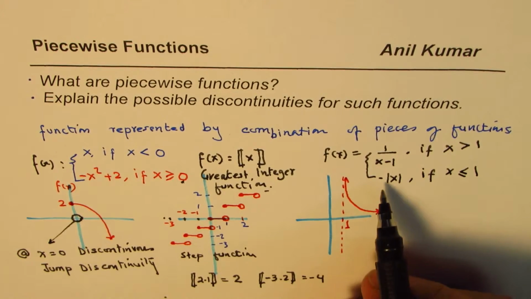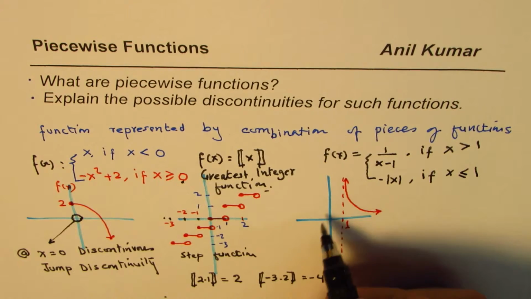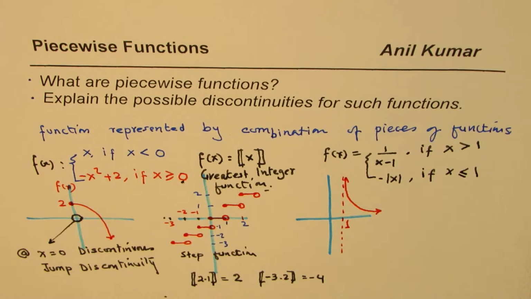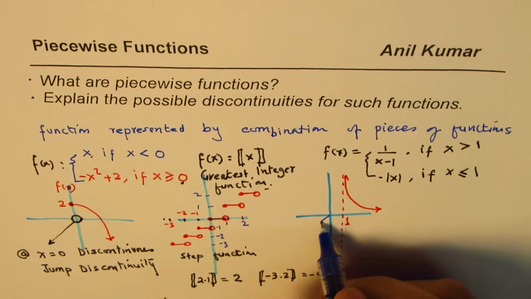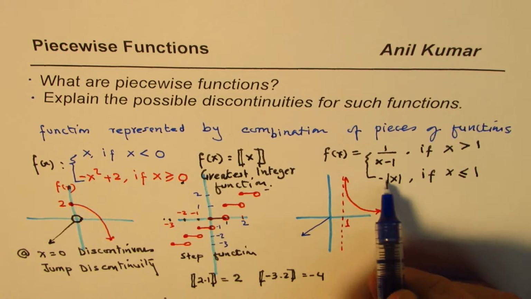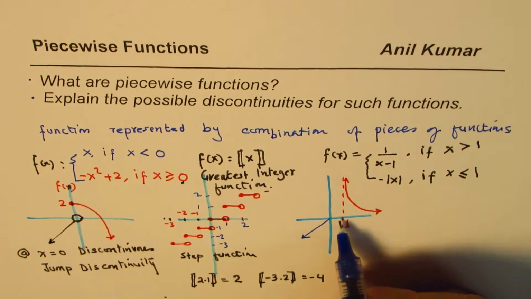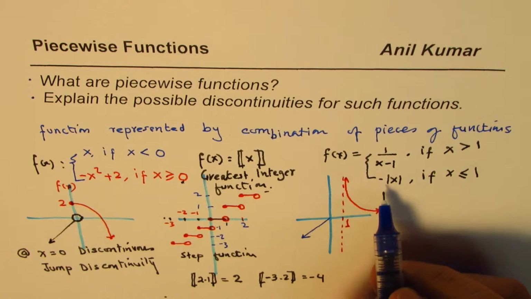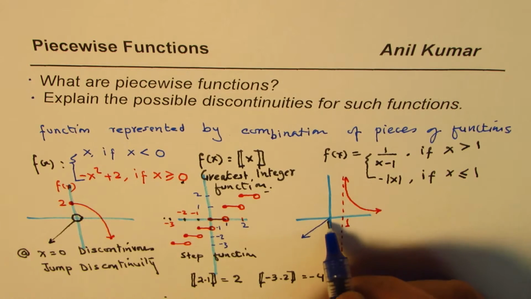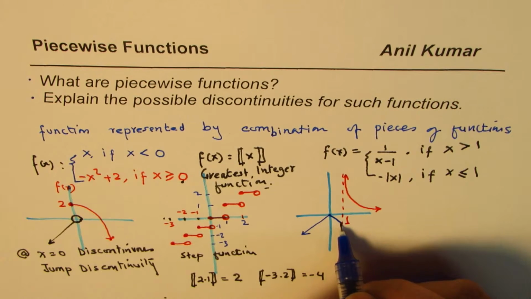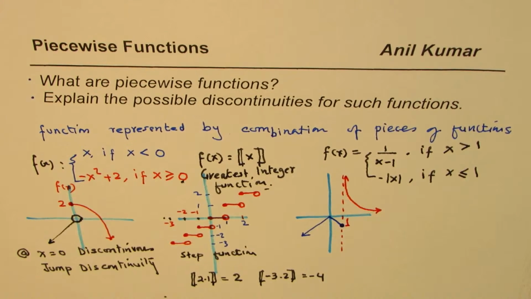So minus absolute x will be a function which will be kind of like this. At 1, it is going to have a value of minus 1, right? So it will be kind of like this. At 1, and that will be filled up. Do you see that? That is going to be filled up.